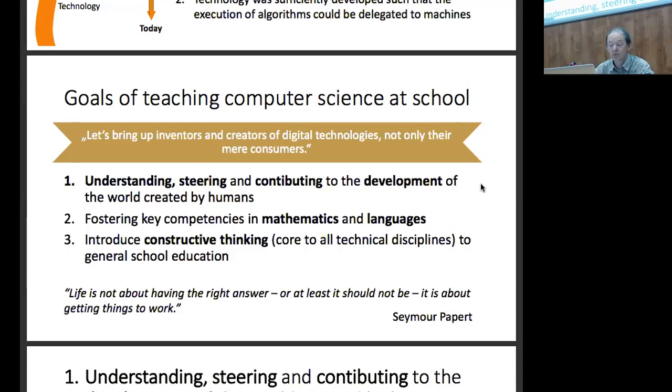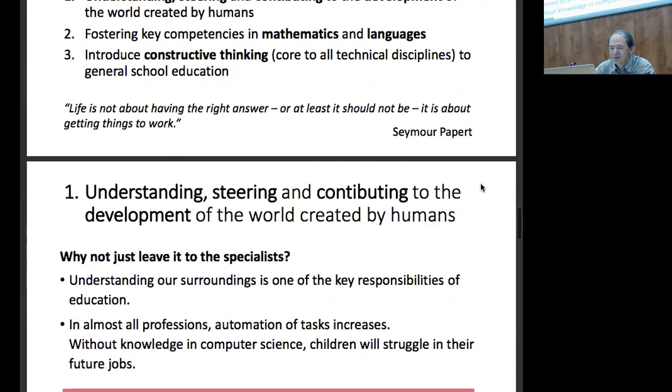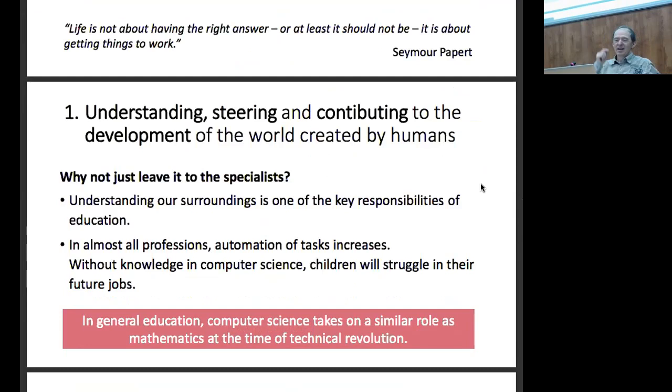Okay, so let us go to the goals one after the other. I don't want to discuss the general definition of education, but the two main goals written in the Swiss rules for education in schools are the following. The first one is to understand the world. And the second one is to prepare young people for professions, for professional work in the future.